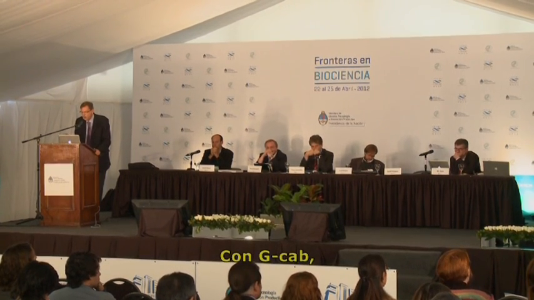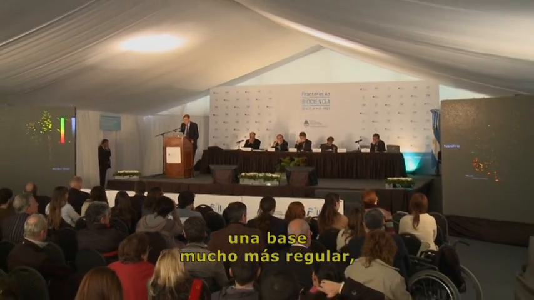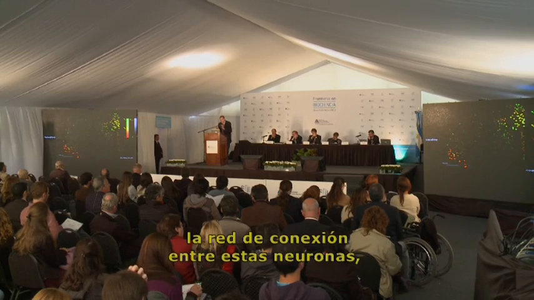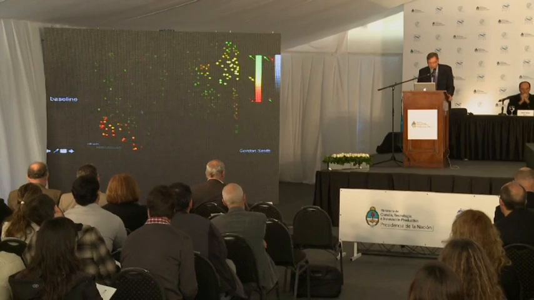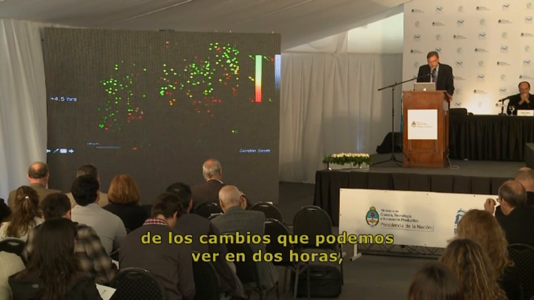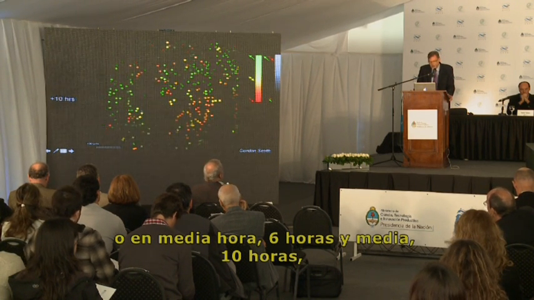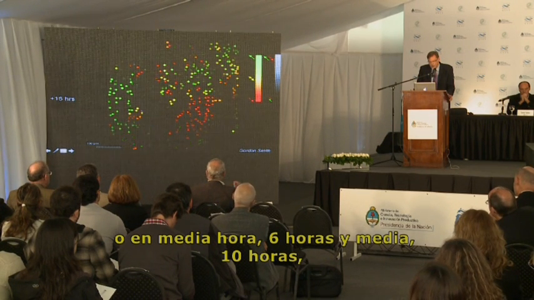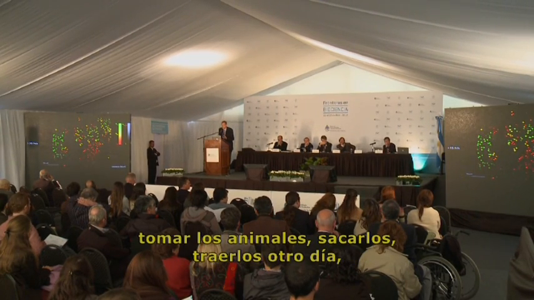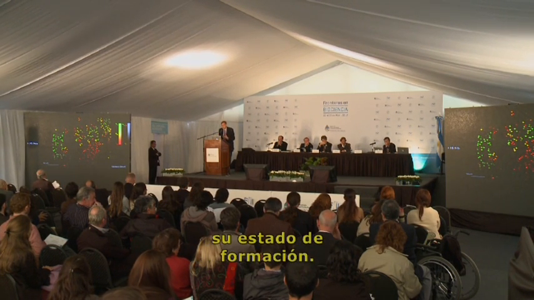Now, with GCaMP, what we can do is sample on a much more regular basis and see how the networks and connections between these neurons are building this map. And so this shows you the baseline response. This shows you the changes that we can see in 2 hours, 4.5 hours, 6.5 hours, 10 hours, 15 hours. And we've even gotten to the point now that we can take the animals, put them back, bring them back another day, and go in and look and see what the status of map formation actually looks like.